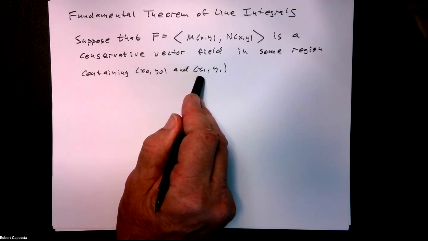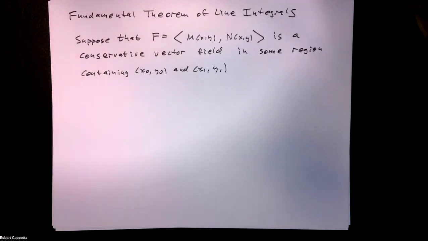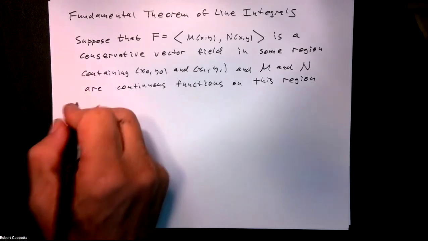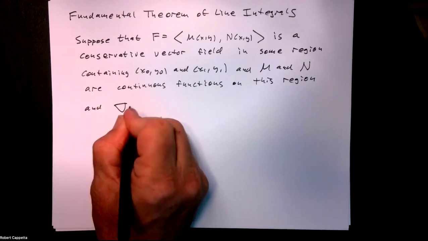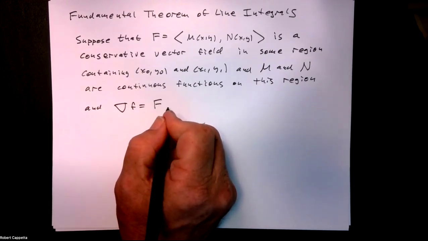So continuing with our formality, in some region containing x0, y0 and x1, y1, M and N are continuous functions on this region. So what do you have to keep in mind there? Well, you can't have a division by 0 thing happening, right? If you're going to draw a circle around x0, y0 and x1, y1, you can't have a situation where you have a division by 0 happening there. So be careful there. And what else are we going to say? And the gradient of little f equals big F, which of course, what does that mean? That means little f is the potential function.